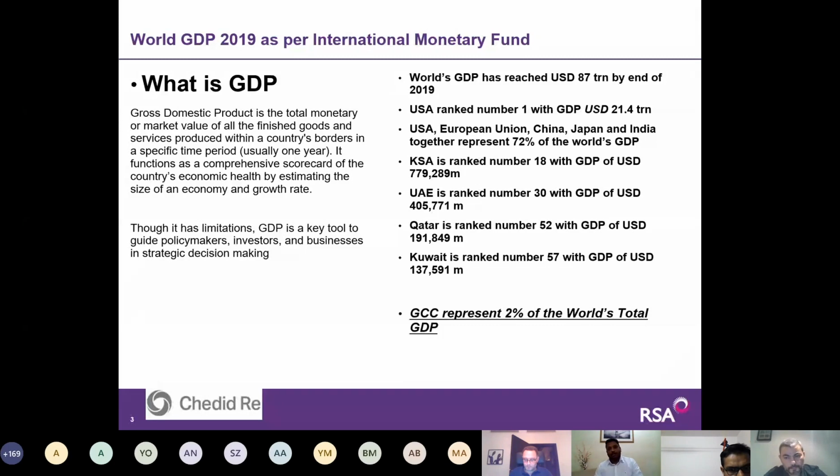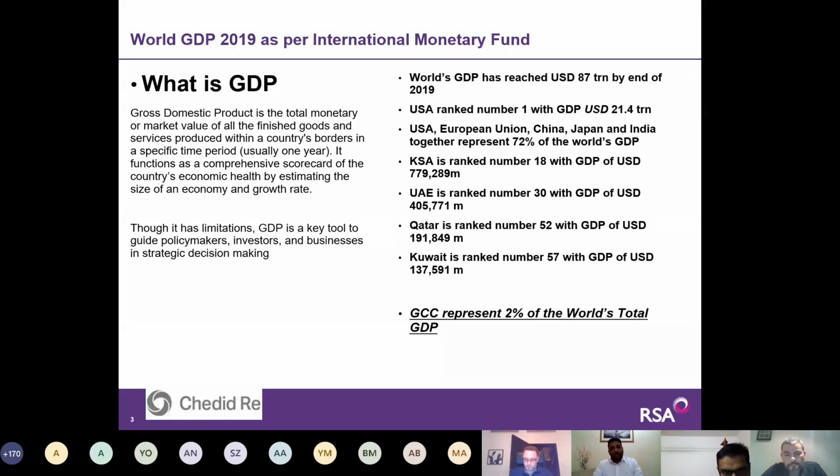The world's GDP reached $87 trillion by the end of 2019, and when we compare this with the figures of 2018, it was almost 84 trillion, which shows a growth rate of almost 3.6%. The USA ranked number one with a GDP of $21.4 trillion. The USA, European Union, China, Japan, and India together represent 72% of the world's GDP.